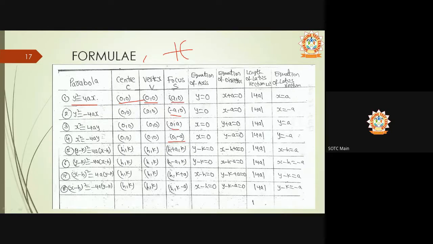Right? So next, equation of axis. Now see, the equation of axis is about which axis this parabola lies on. Let us suppose this case y square is equal to 4ax.